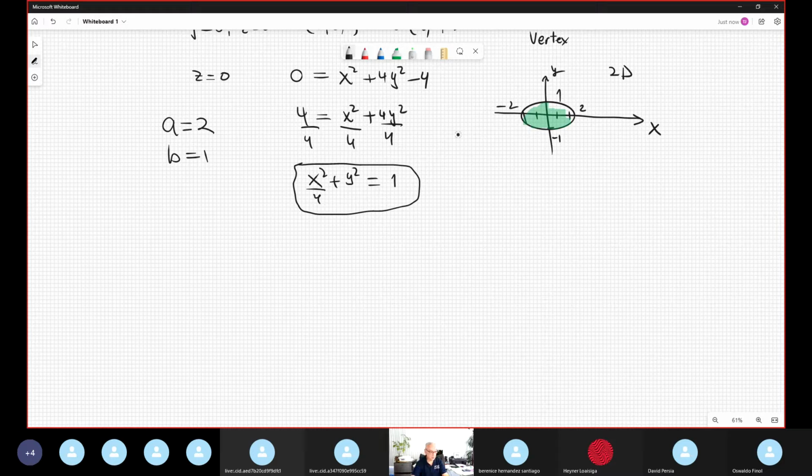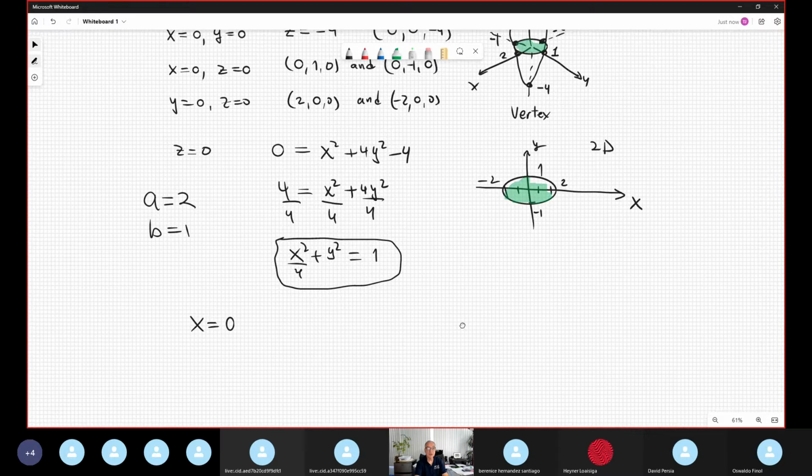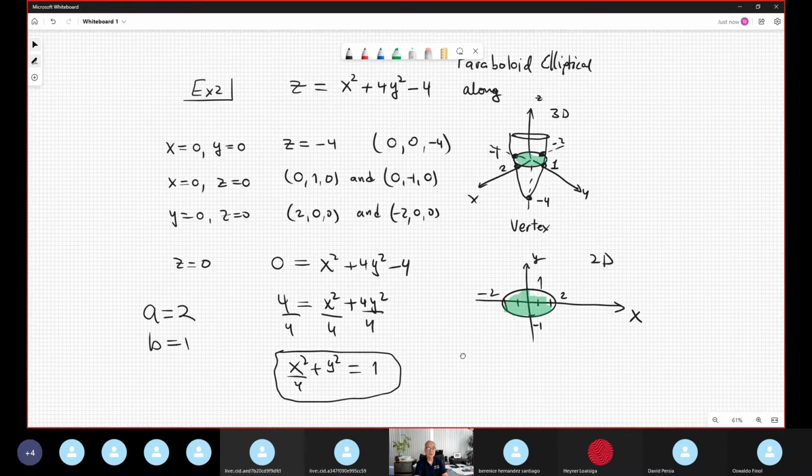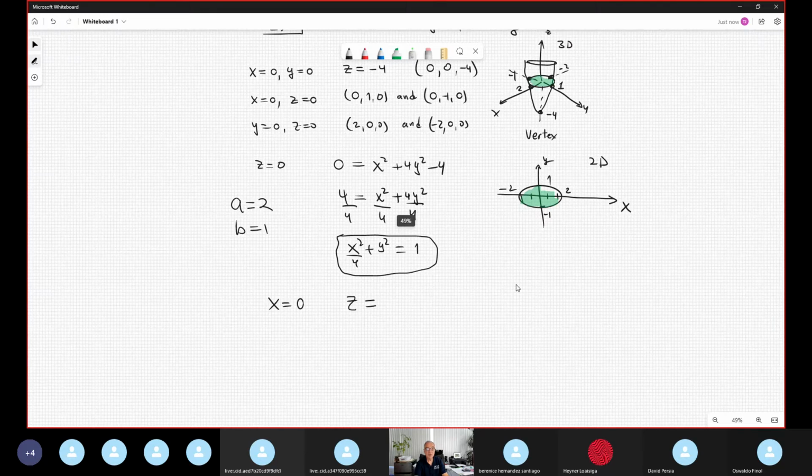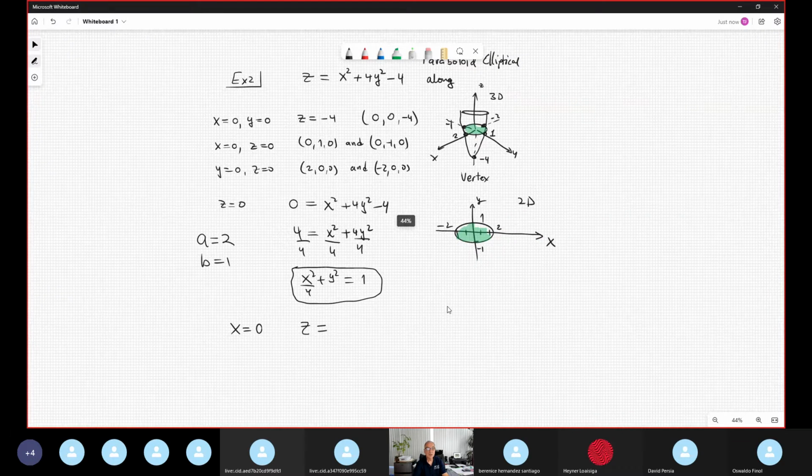I follow. Okay. Suppose x equals 0. When x equals 0, I come back to the original equation and you replace x with 0. So my formula is z equals 4y squared minus 4.